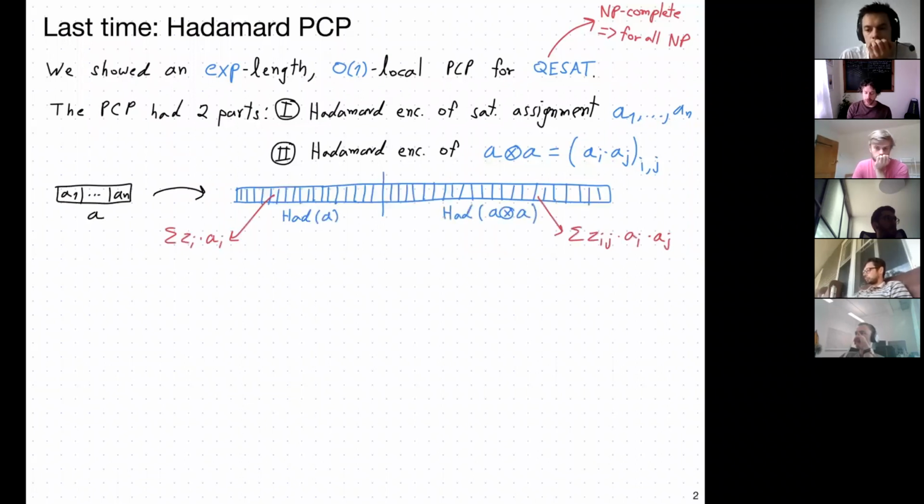So a nice way to think about it is that we started with this assignment A, and we encoded it into this huge exponential size proof, which consists of 2 parts. The first is the Hadamard encoding of A, where each point is some linear combination of A, so we have every possible linear combination. And in the second part, each term is a linear combination in quadratic terms. Okay, all nice and well.